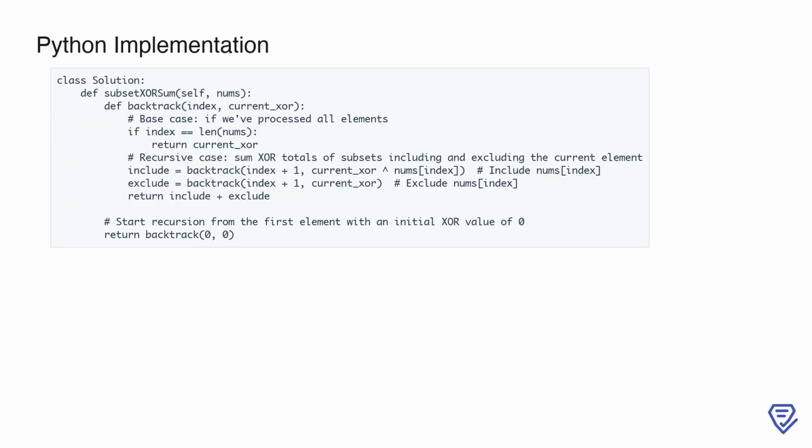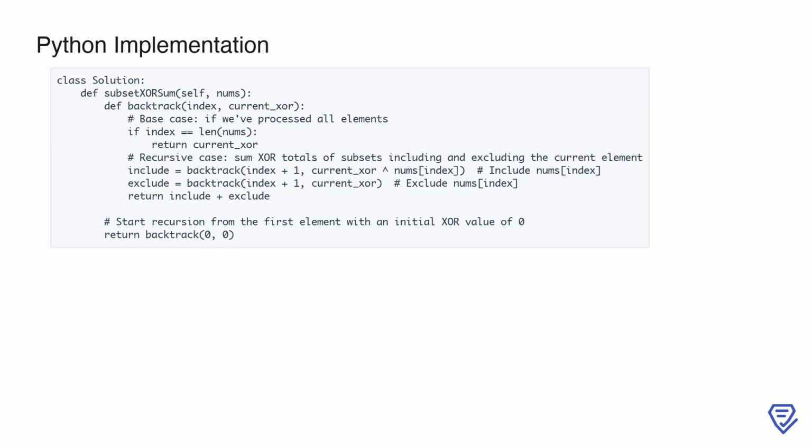2. Recursive step. For each element in nums, 2 choices are explored. Include the current element: the XOR total is updated by XORing current_XOR with nums[index], and the recursion proceeds to the next index. Exclude the current element: the XOR total remains unchanged, and the recursion proceeds to the next index. The function returns the sum of the results from including and excluding the current element, ensuring that all subsets are considered. 3. Starting the recursion. The recursion is initiated from the first element, index equals 0, with an initial XOR total of 0.